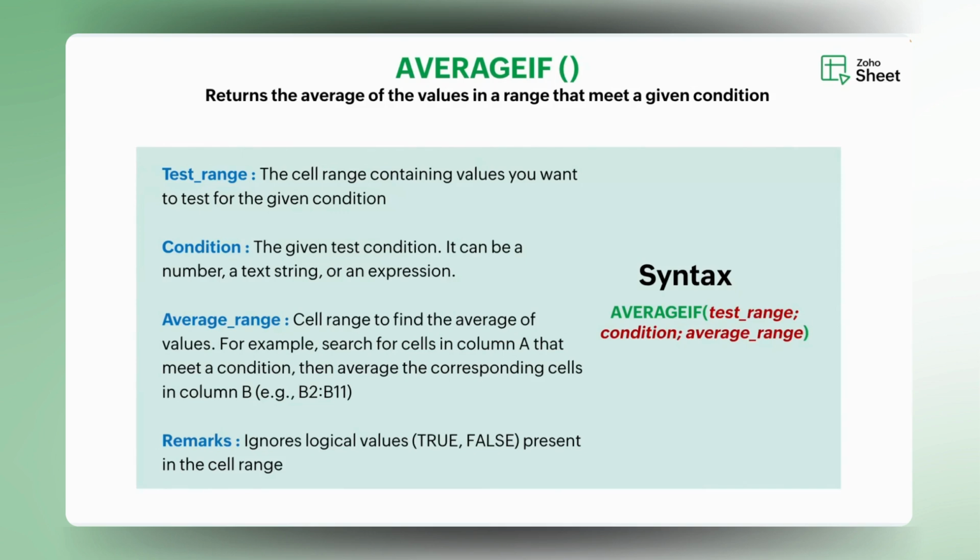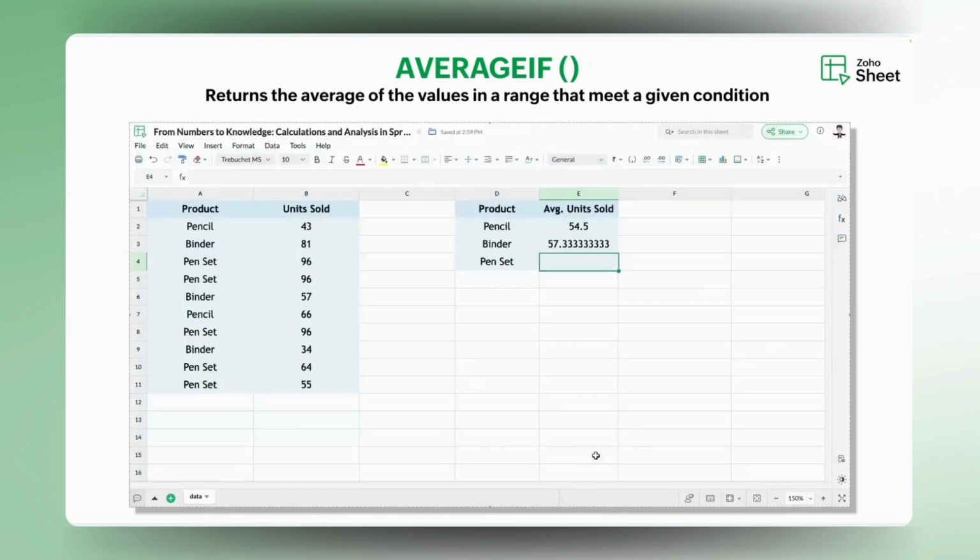For example, you can search for cells in column A that meet the condition, then take the average of corresponding cells in column B. This function ignores logical values like true or false within the range. Let me show you an example.